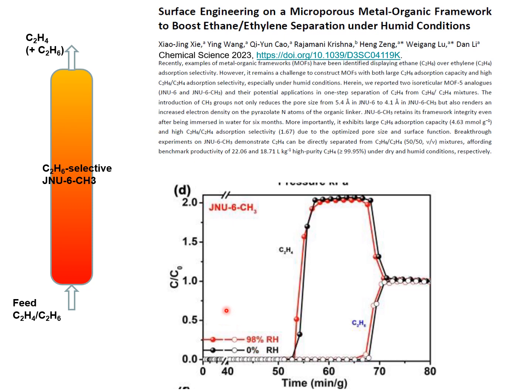And the paper reports the achievement of benchmark productivity values of high purity ethene corresponding to 99.95% plus under both dry and humid conditions. This paper represents a significant advancement in the development of ethane selective MOFs for this separation application.